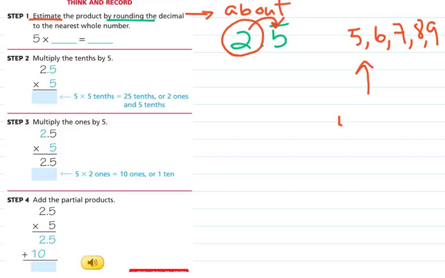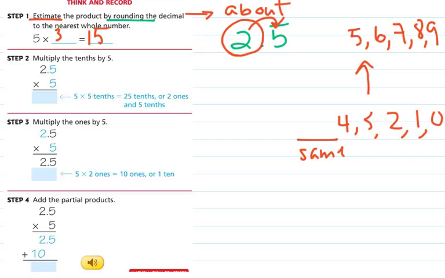Boys and girls, if it's a 4, a 3, a 2, a 1 or a 0, it's going to stay the same. So when we look next door, boys and girls, we see that there's a 5. So what we're going to do is round 2 and 5/10 to be 3. Now, boys and girls, we're going to estimate. 3 times 5 is 15. So our estimate is going to be 15.